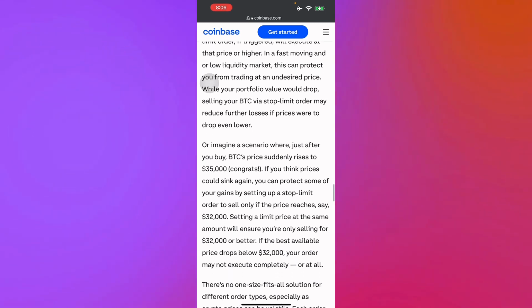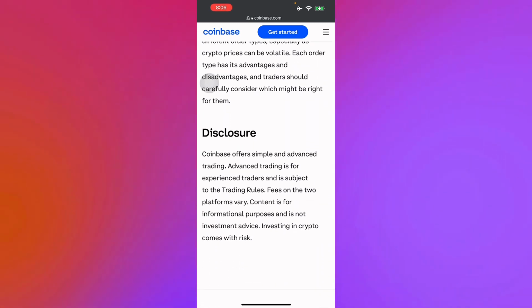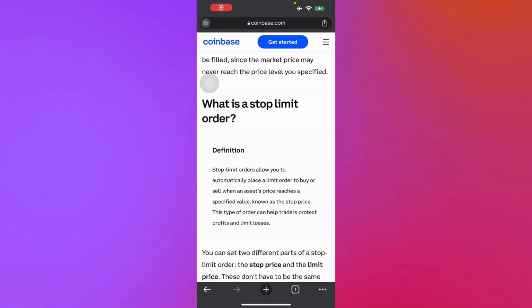So that's just the basics, as you can see here, and you can read more if you want to learn more about trading in your own Coinbase account. So that's all on how to put a limit order on Coinbase.